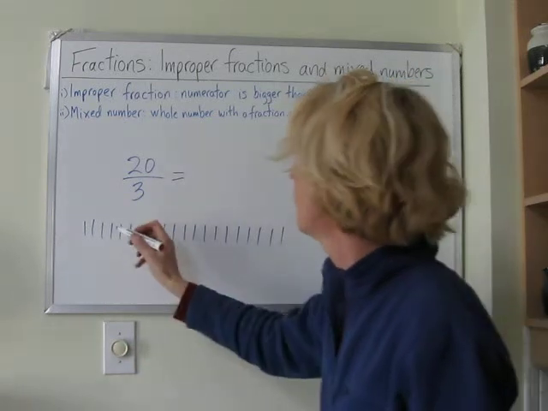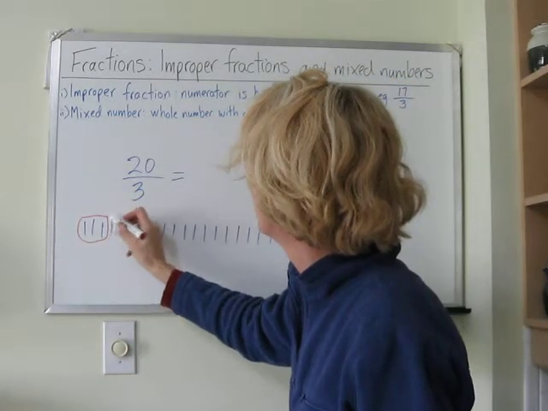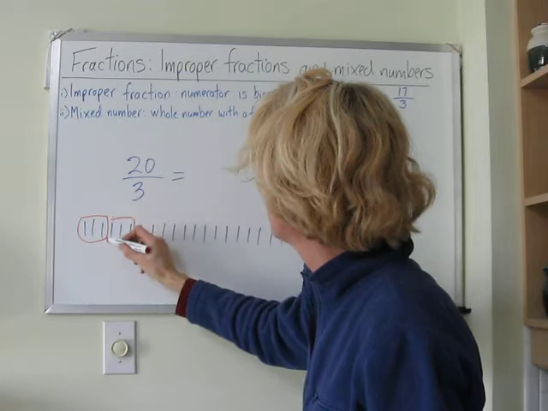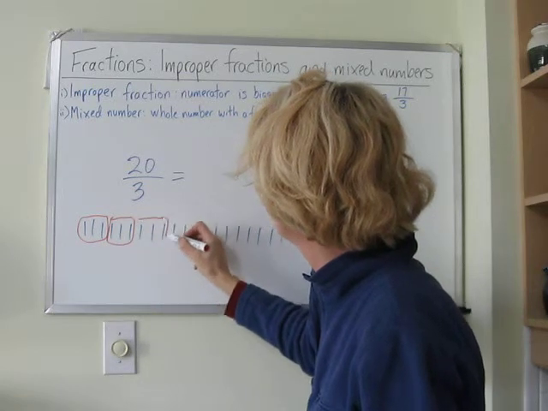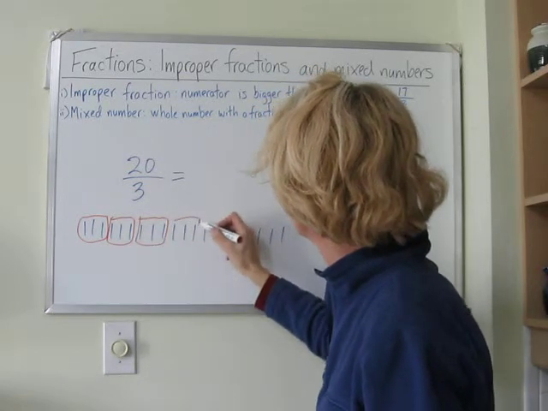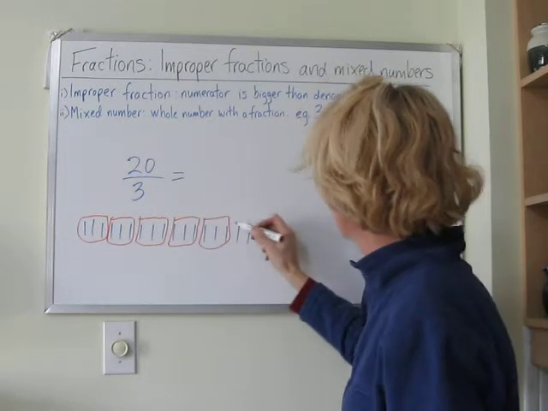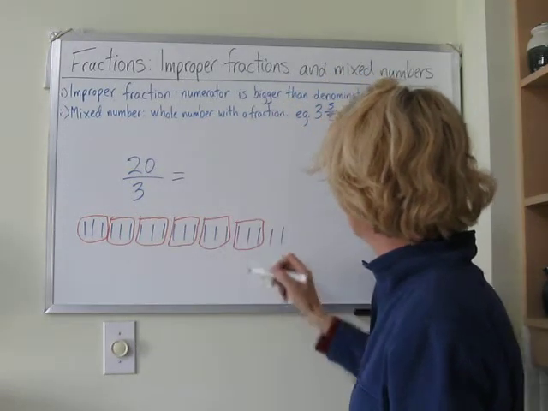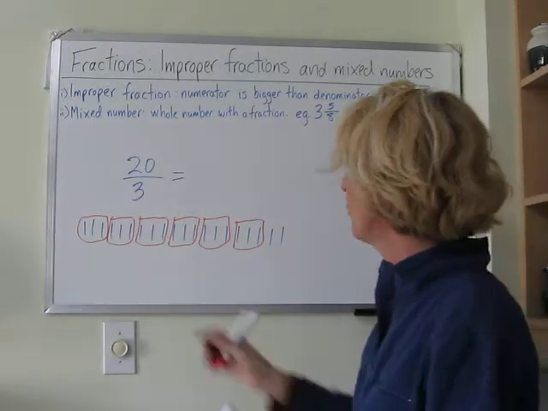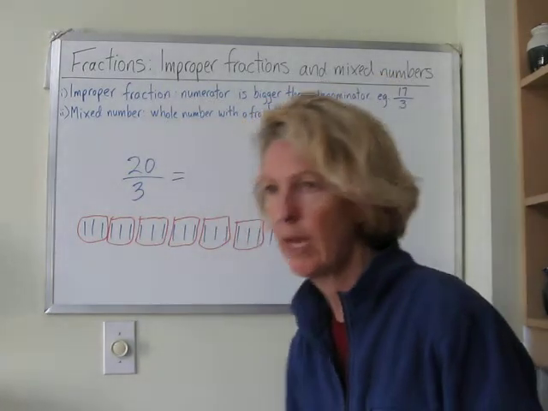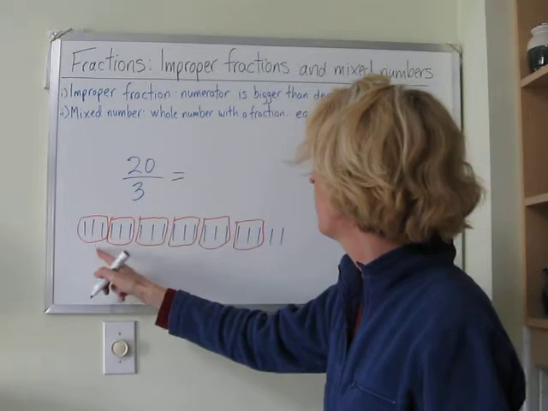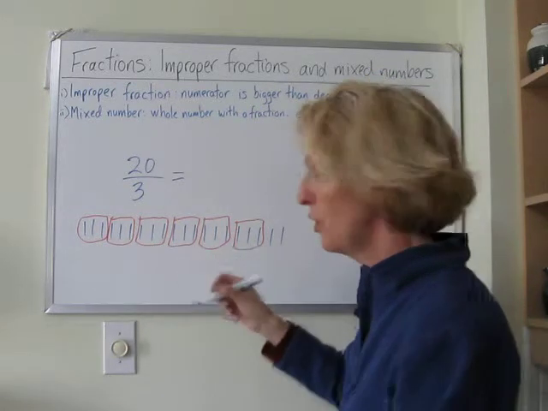3. Good stuff. Okay, so let's partition these off in groups of 3. What we're actually doing is we have our 20 sticks, and we're dividing them into groups of 3. And how many groups did we get? 6. Is that 1, 2, 3, 4, 5? Oh, good for you. Good, honey.